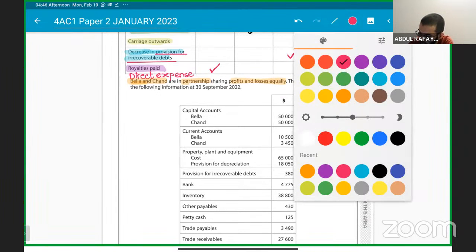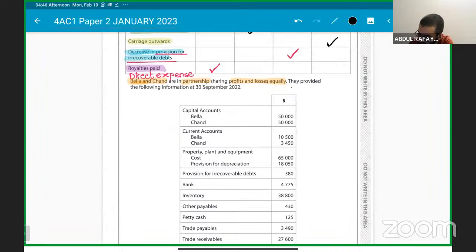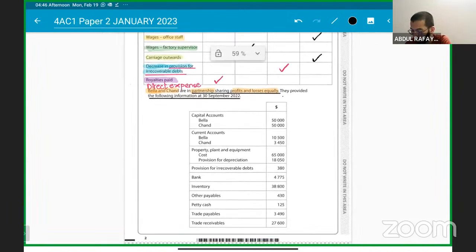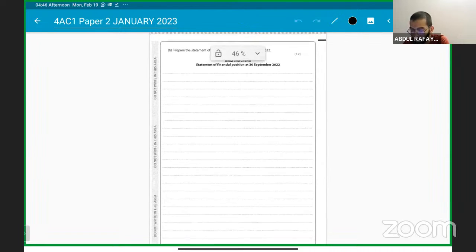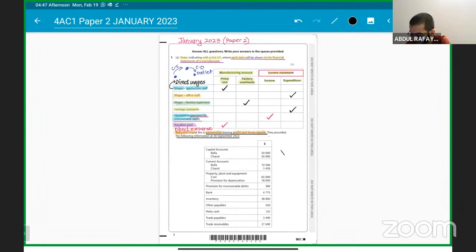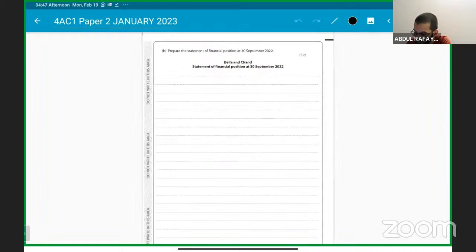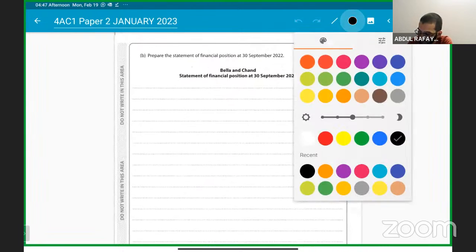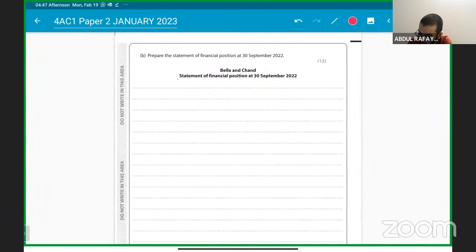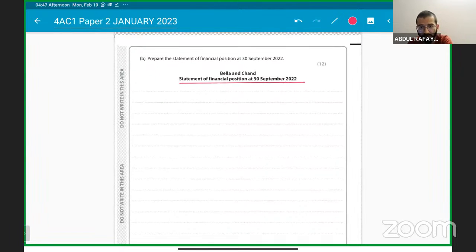The next part we are doing now. Bella and Chand are sharing profits and losses equally in the partnership, and they provided the following information at 30th September 2022. What we need to do is make the statement of financial position for them at 30th September 2022, for 12 marks.